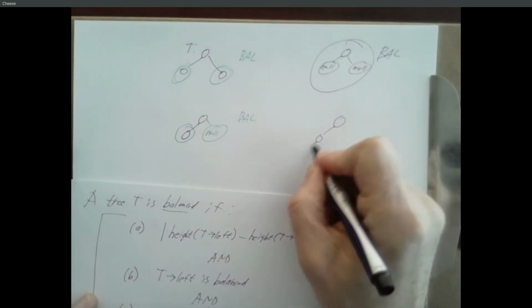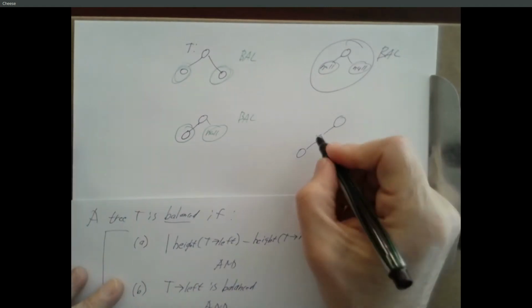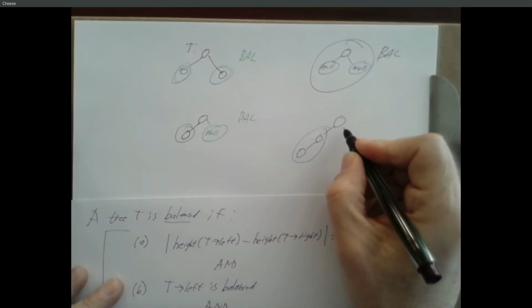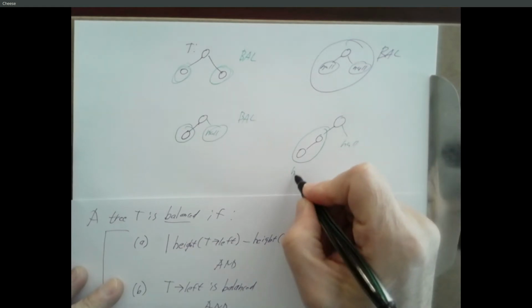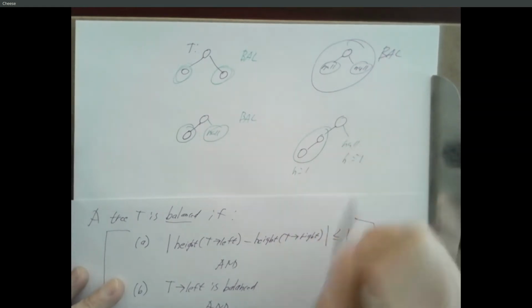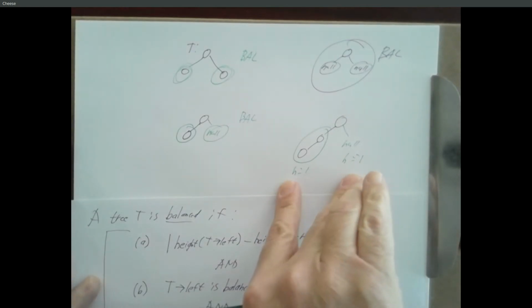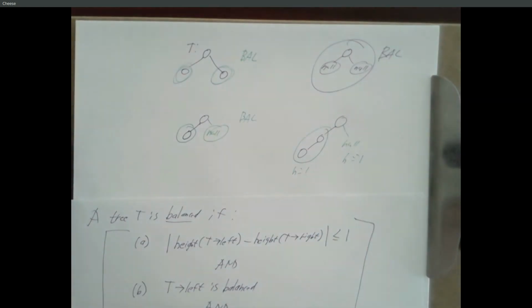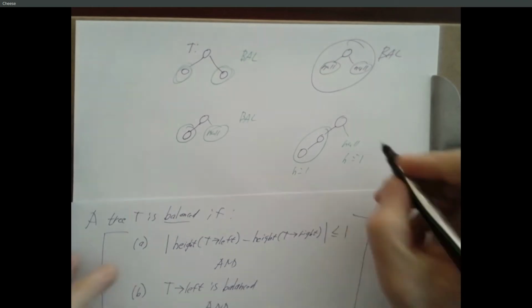But this will not be. The reason it won't be is the left subtree has a height of 1, and the right subtree is null, which has a height of -1, and the difference is 2. So right there we can say not balanced.